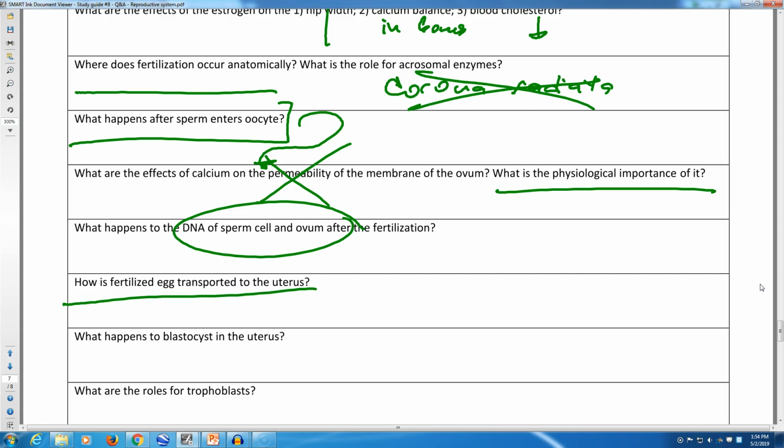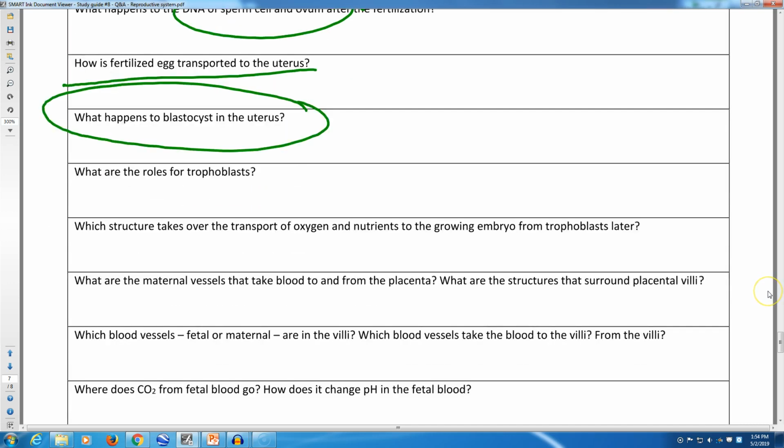The fertilized egg is transported to the uterus by the movement of fluid and beating of cilia in the fallopian tubes. The blastocyst implants into the stratum functionalis in the uterus, and trophoblasts prepare the stratum functionalis for the implantation and provide nutrients to the implanted blastocyst. Placenta takes over the transport of oxygen and nutrients from the trophoblasts.